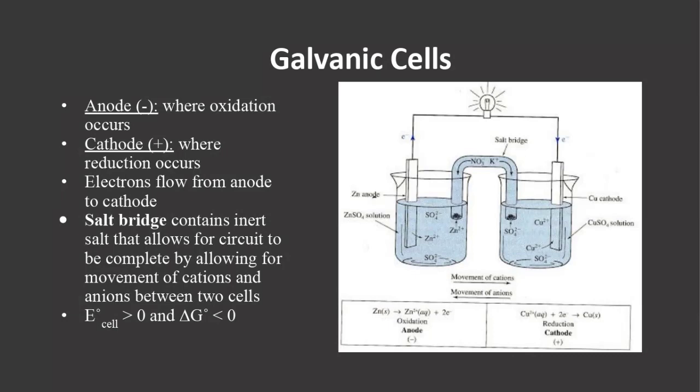The other important thing you need to know about galvanic cells is that your E0, your potential of the cell at standard conditions, is going to be greater than 0, which means that your delta G is going to be less than 0. So galvanic cells, the process we're going over, happen spontaneously.